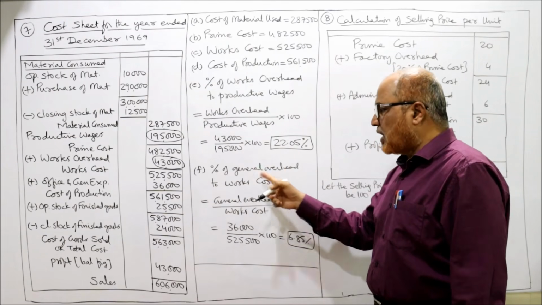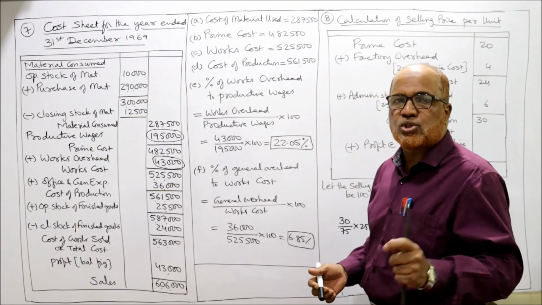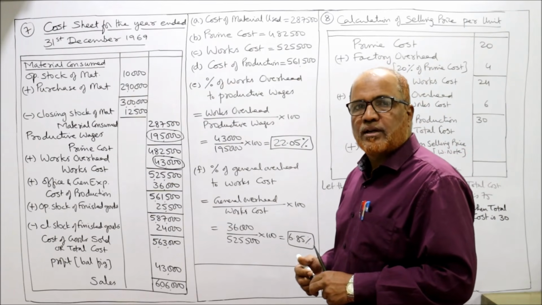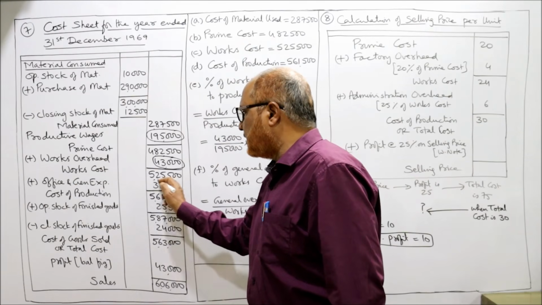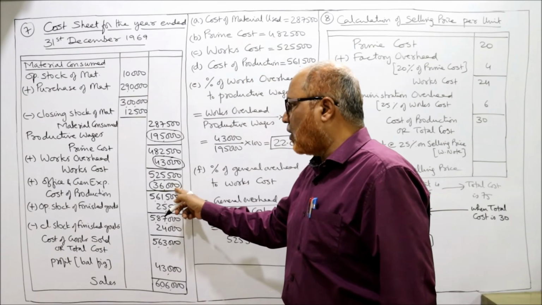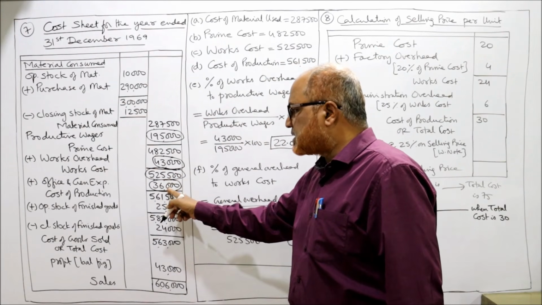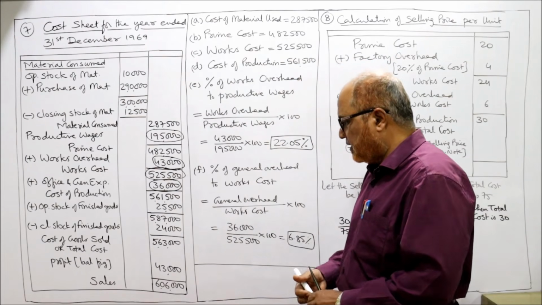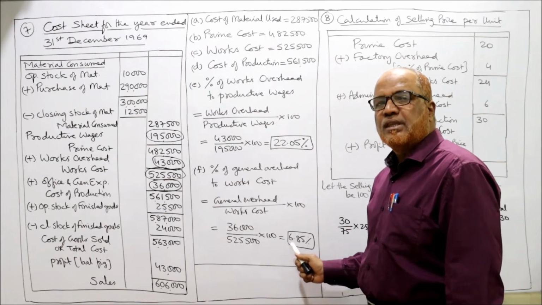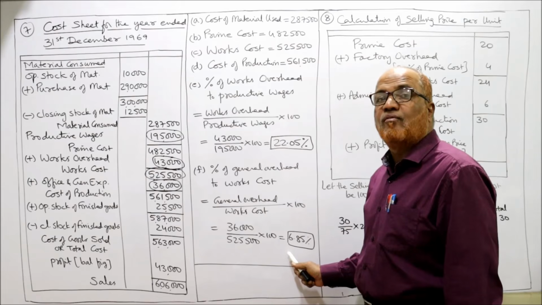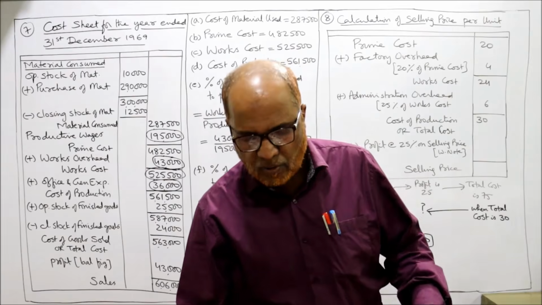Then percentage of general overhead to works cost. General overhead means administration overhead. So how much is the general overhead? You can see here, office and general expenses are 36,000. This is the general overhead. And how much is the works cost? 5,25,500. So 36,000 divided by 5,25,500 into 100, 6.85. This is the percentage of general overhead on works cost. That's all. So we have completed the 7th problem. Now see the 8th one.